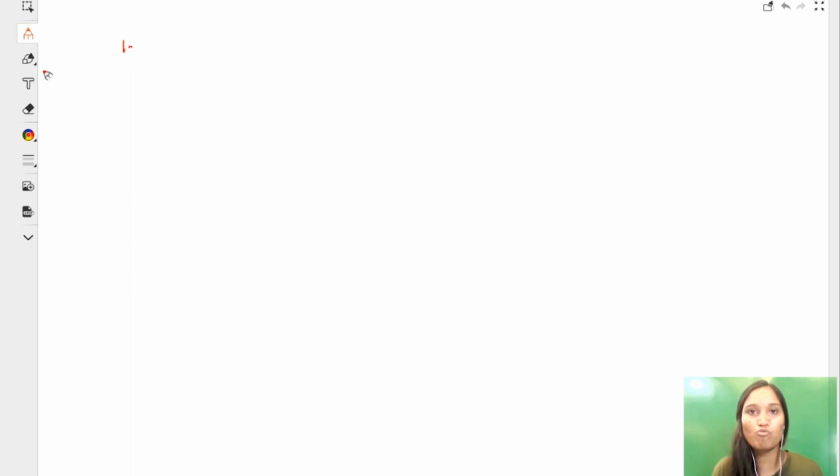Point number 1. Every chemical equation will have two sides. One is the left hand side, that is on the side of your left. The other one is the right hand side, of course on the side of your right. What is this left hand side and right hand side? Left hand side is in short written as LHS and right hand side is RHS. I hope we all know this.